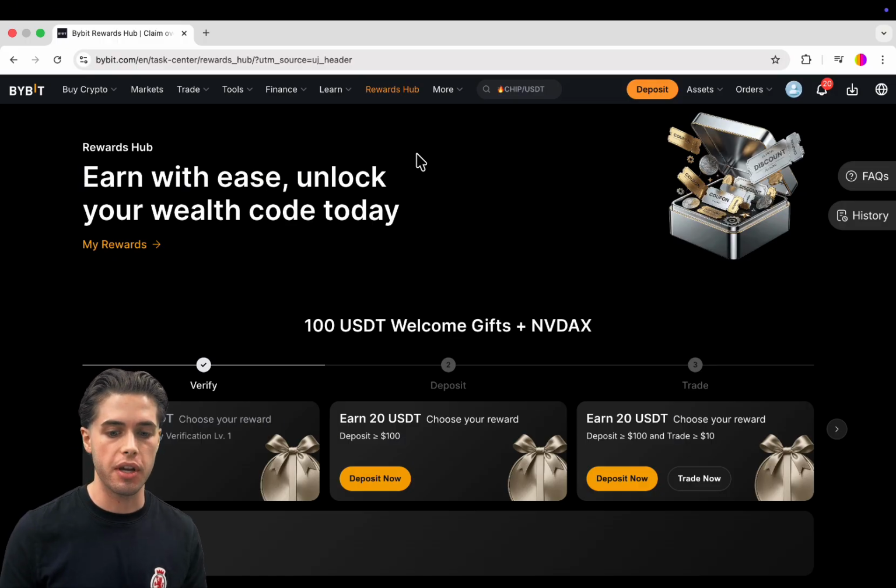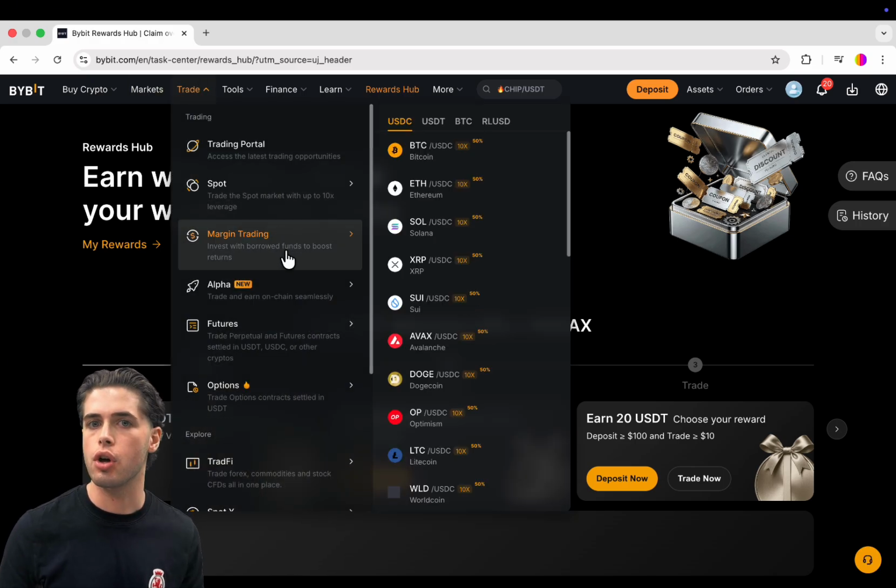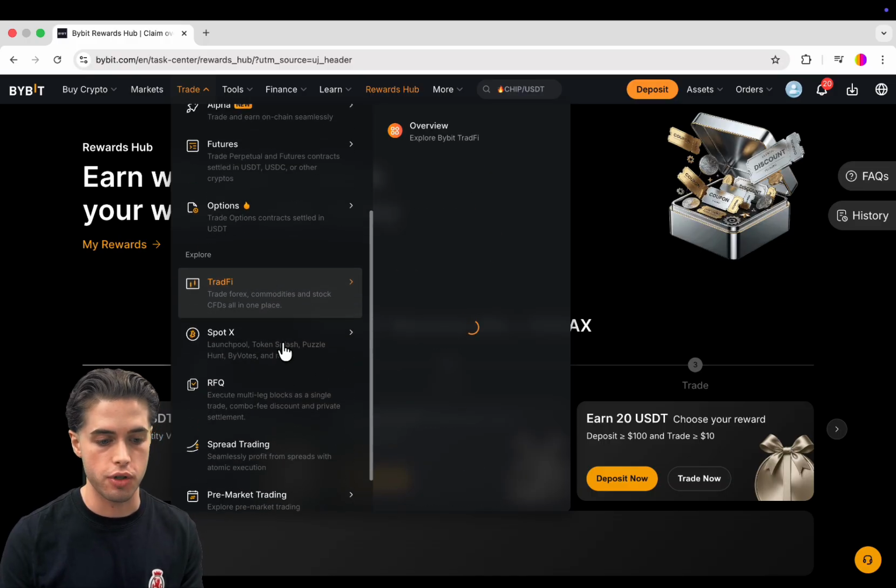The good news for beginners is that ByBit also functions like a regular crypto exchange. This is what's called spot trading. If you want to actually just buy and sell coins, it's a great, lower-risk place to start out. It's great for doing that as well.